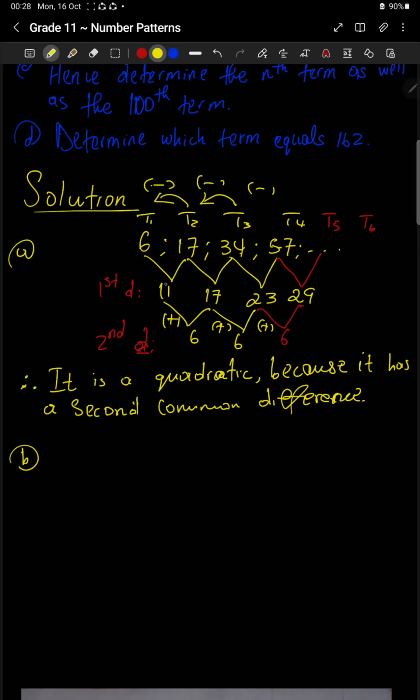All right, so you say 11 plus 6 is going to be 17. 17 plus 17 is going to be 34. 23 plus 34 is going to be 57. Then 29 plus 57, then definitely the next term must be 86. Okay, so that one is 86, and then we move on.